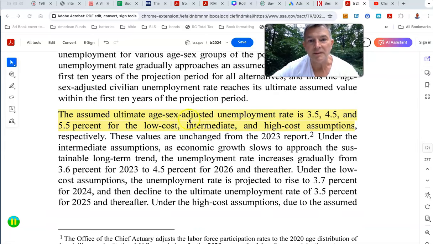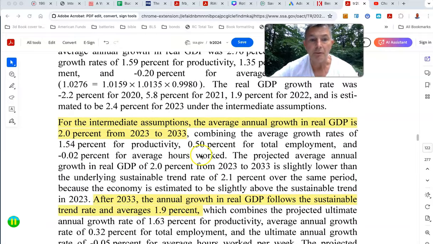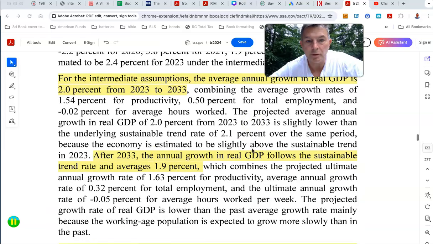The assumed ultimate sex-adjusted unemployment rate is 4.5 for intermediate assumptions, 3.5 for low cost, and 5.5 for the high cost. All right, anyway, right here. For the intermediate assumptions, the average annual growth rate in real GDP, that's after you factor in inflation, is 2% from 2023 to 2033, and from 2033 it's going to be 1.9.